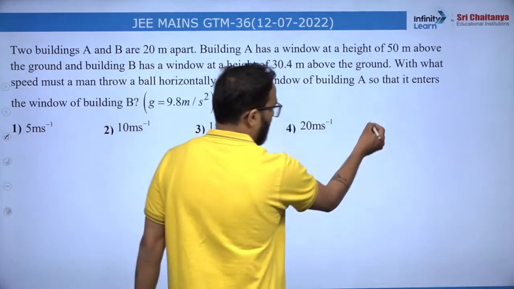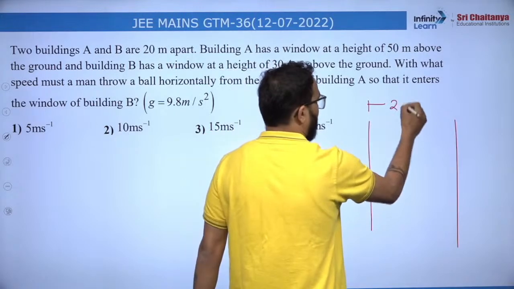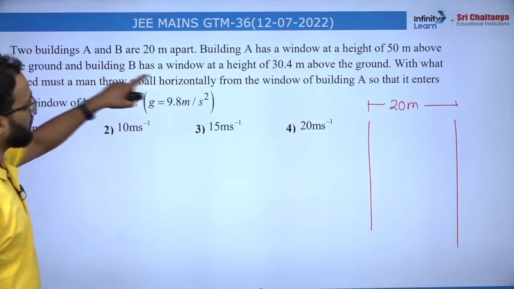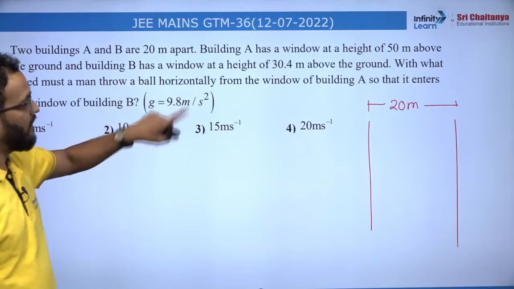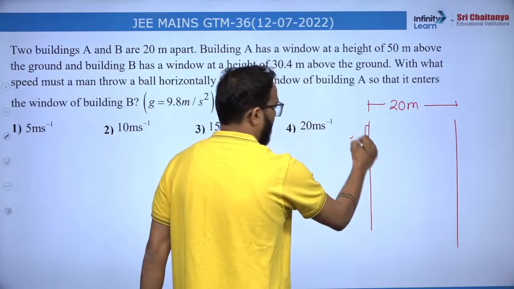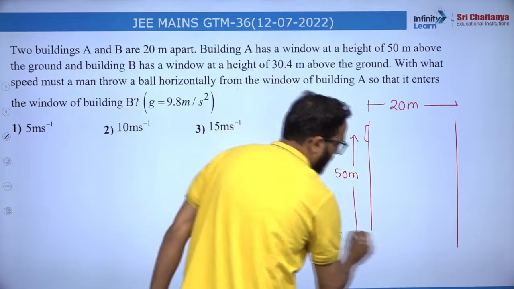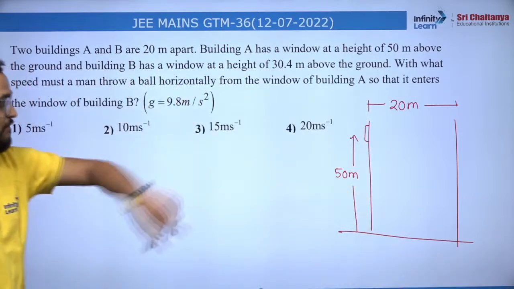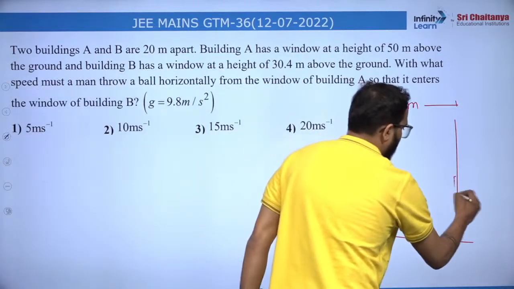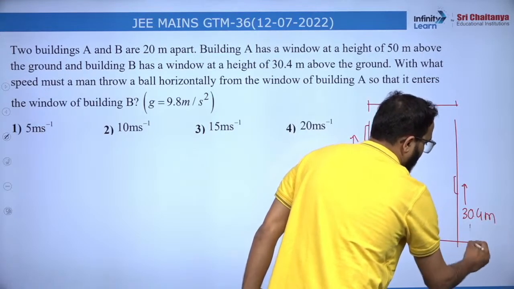So there are two buildings, okay, and the distance between the buildings is 20 meters, that is already given in the question, right? And building A has a window at a height of 50 meters. So let's say this is the window and it is at a height of 50 meters from the ground, right? And the other building, that is B, has a window at a height of 30.4 meters, I guess. So this is 30.4 meters here, right?